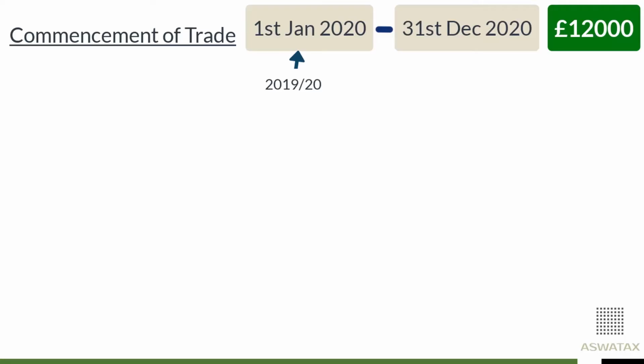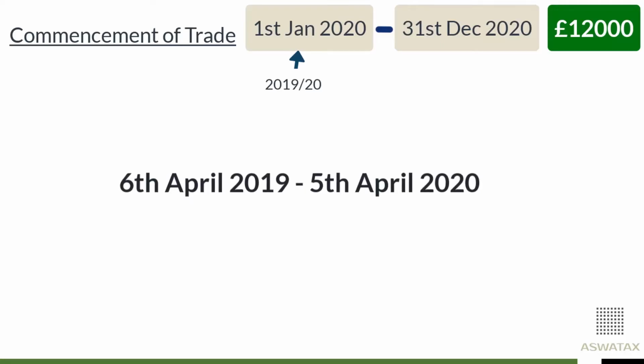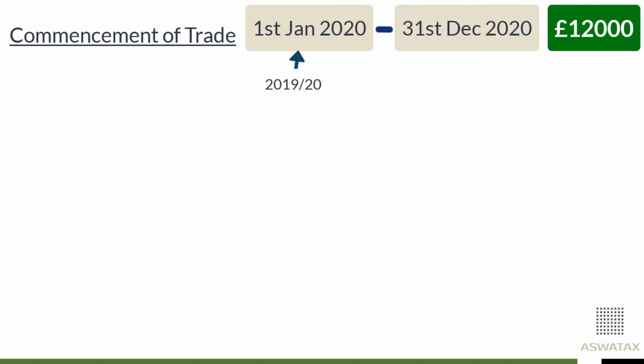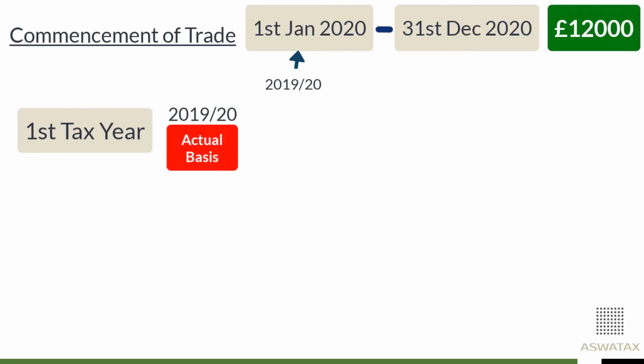1st of Jan 2020, think about it, falls in the 2019-20 tax year, because the 2019-20 tax year starts 6th of April 19, ends 5th of April 20. 1st of Jan comes before 5th of April 20, so the first tax year would therefore be 2019-20. The actual basis is relevant here.